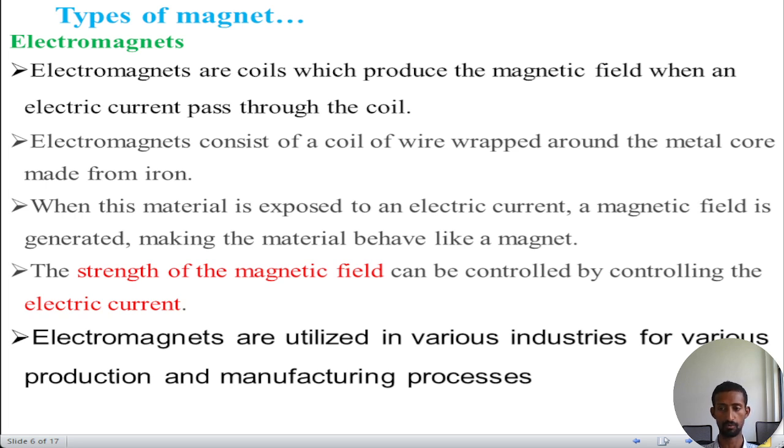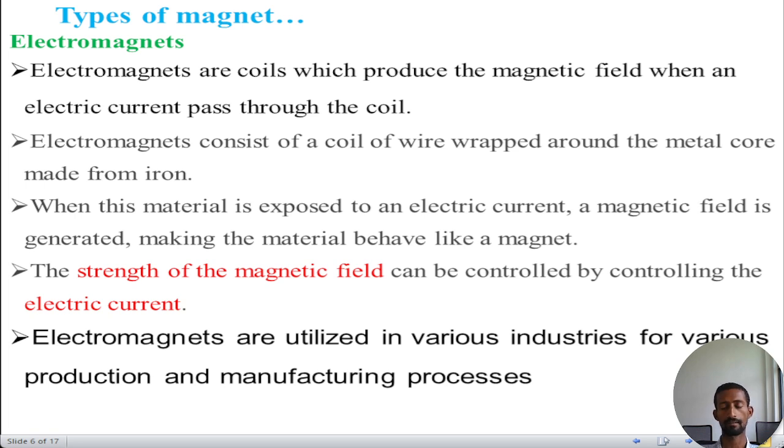If the current is passing through that coil, it will act like a magnet. And the strength of the magnetic field can be controlled by controlling the electric current passing through the coil. These electromagnets are utilized in various industries for various production and manufacturing processes, including in motors and generators.